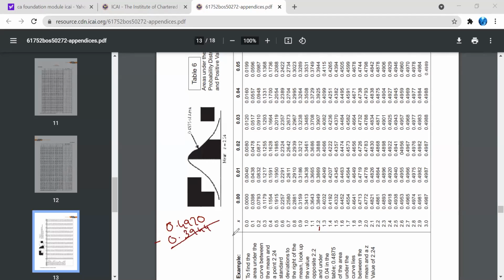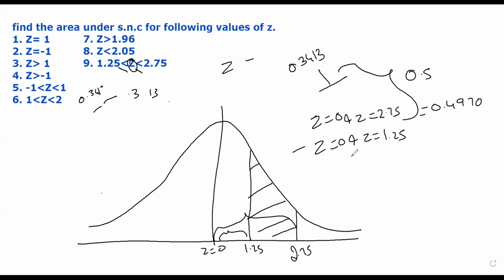So as per the Z table, the area between Z equals 0 and 2.75 is 0.4970 and the area for 1.25 is 0.3944. We will subtract and we'll get our answer. This is your answer. So what is the area between 1.25 and 2.75? It is 0.1026.